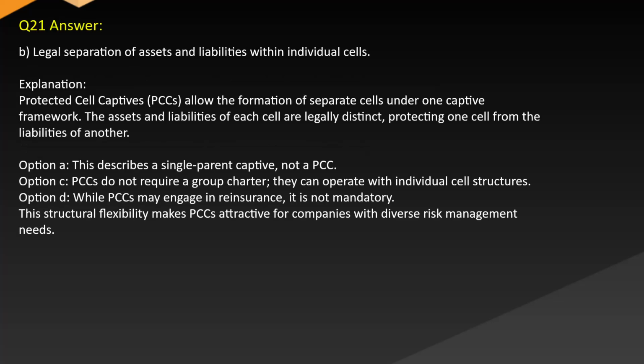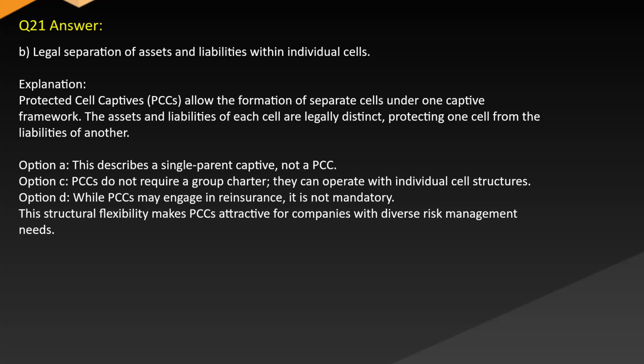Answer: B. Legal separation of assets and liabilities within individual cells. Explanation: Protected cell captives, PCCs, allow the formation of separate cells under one captive framework. The assets and liabilities of each cell are legally distinct, protecting one cell from the liabilities of another.